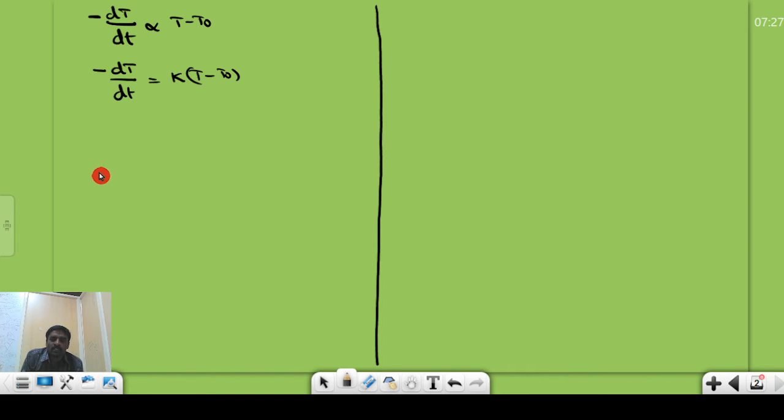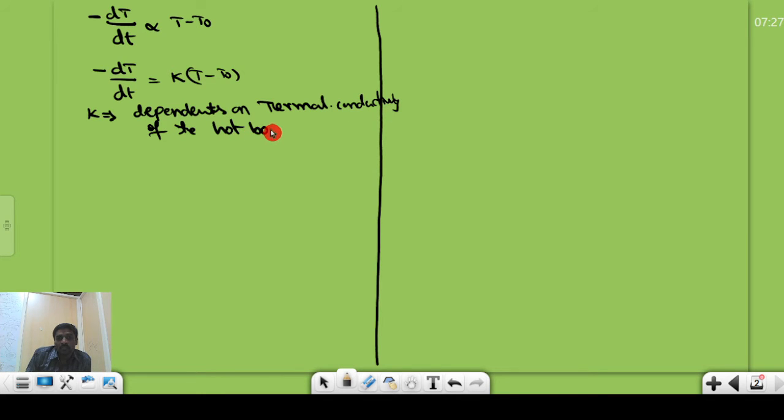Here k is the proportionality constant. It depends on the thermal conductivity of the material. K is a proportionality constant, and it depends on the thermal conductivity of the hot body. So they will provide this proportionality constant to solve the problems.